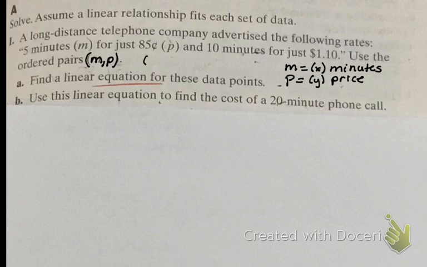So you've got your little XY position here. They're saying minutes is for X, P is for price or Y. Now the first part it says is find a linear equation for these data points. What's the first data point? Oh, 5.